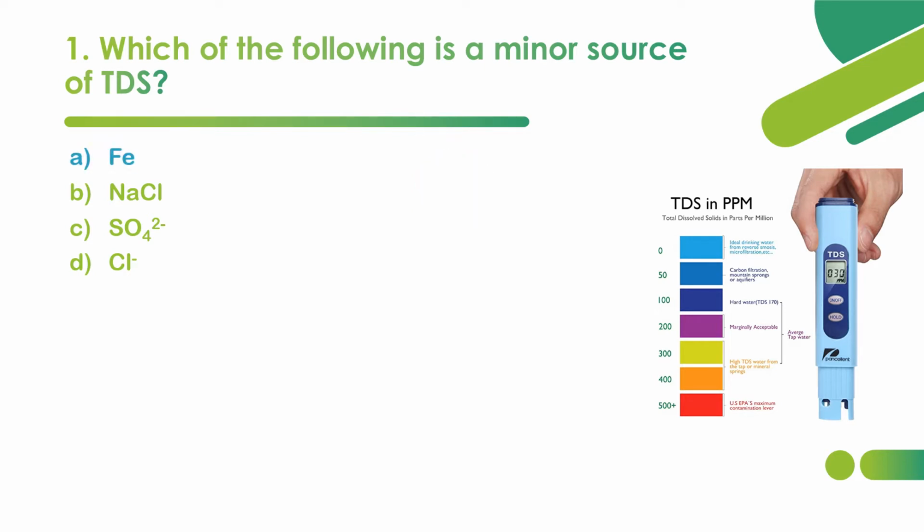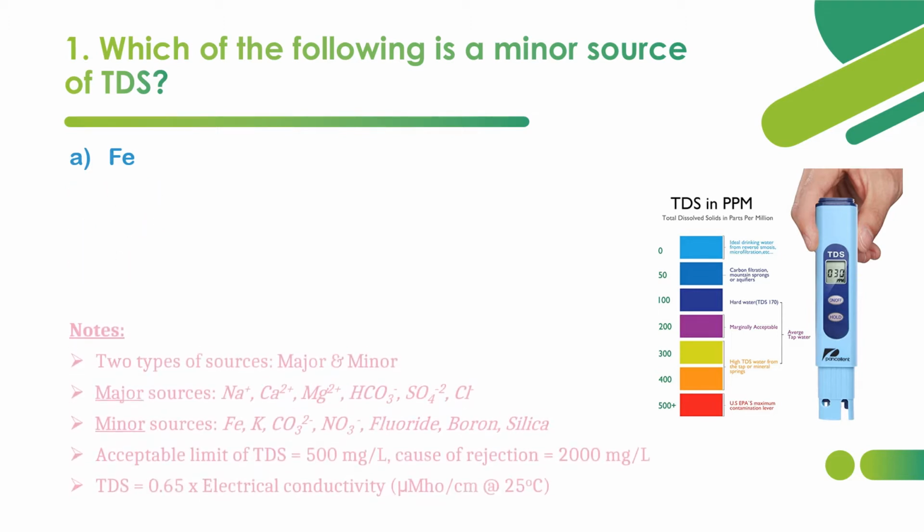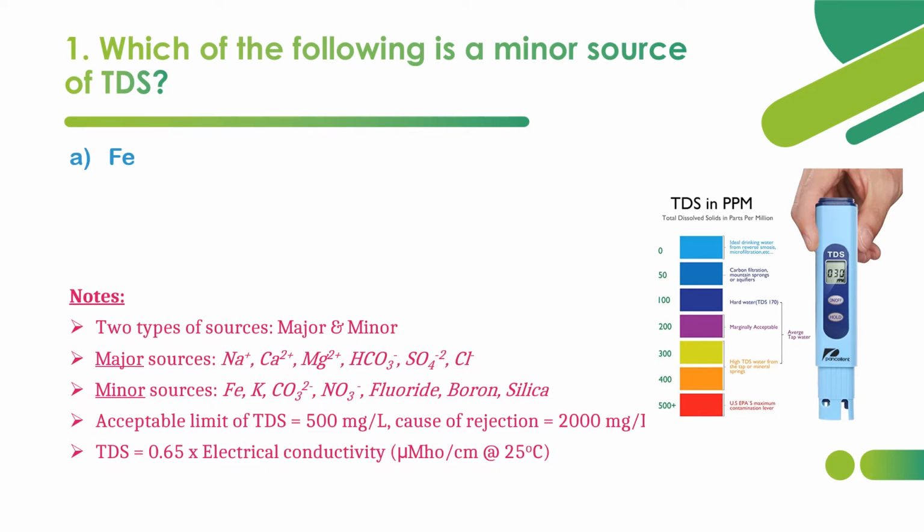So the correct option is option A, iron. Iron is a minor source of TDS, total dissolved solids. Now let's see what the major sources and the other minor sources are. Major sources are sodium ion, calcium ion, magnesium ion, bicarbonate, sulfate ion, and chlorine ion. These are some examples of major sources. That's why NaCl is one of the major sources given in the options.